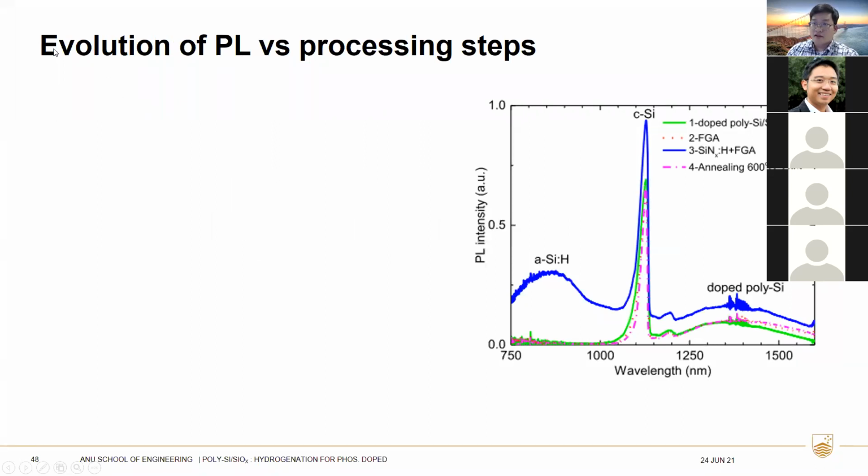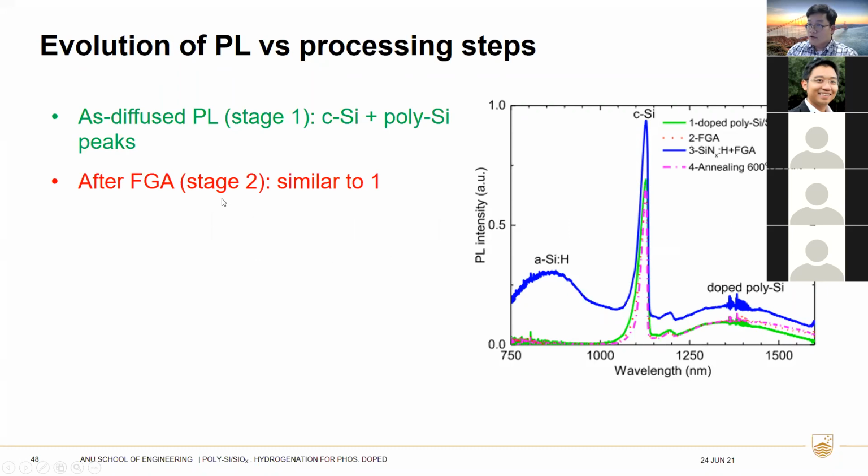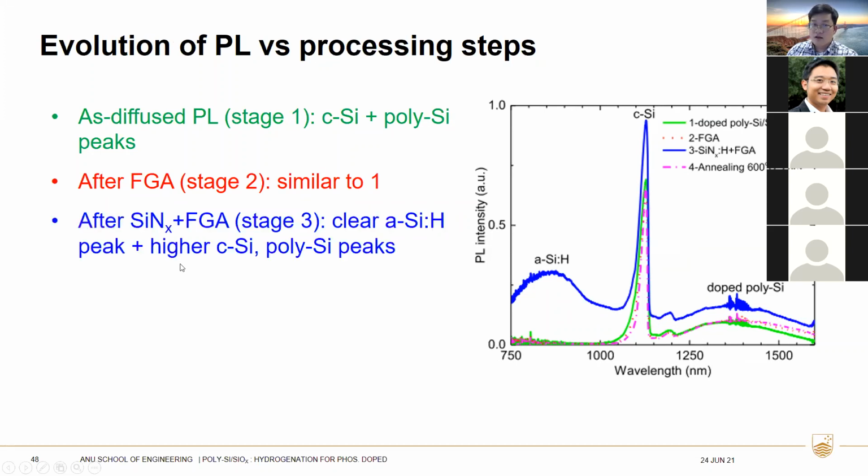So let's investigate the evolution of the PL versus different processing steps as stated before. In the PL at stage 1, we see that the crystalline silicon and polysilicon peak is quite clear, the green curve here. After the forming gas anneal at stage 2, the PL spectrum is still very similar to stage 1. After the silicon nitride forming gas anneal at stage 3, we see clear hydrogenated amorphous silicon. That's the blue curve.